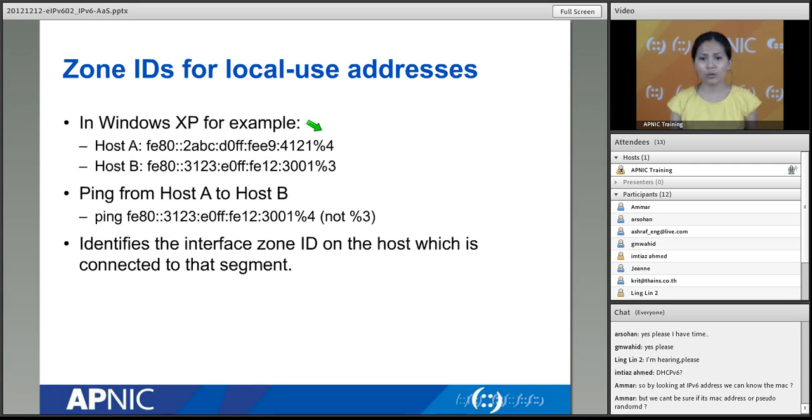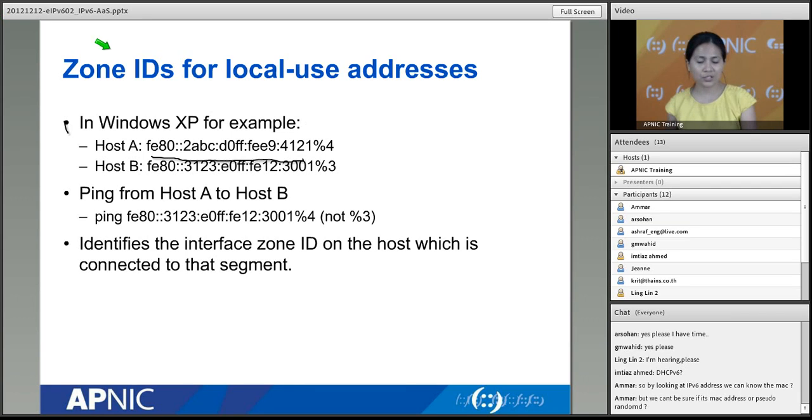You don't know the demarcation line. Where is the boundary between these sites? How do you define a site? So there is a confusion there. You can have the same IP address in each of the sites, and then it won't be unique if you define a bigger scope for your site local address. So this zone ID stems from that.